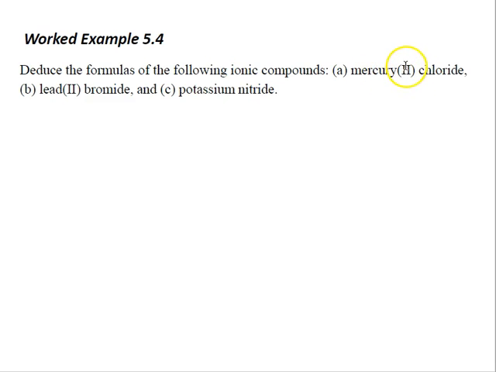So we know that because this is a Roman numeral 2, mercury is one that's multivalent, but it already tells us here that this is +2 mercury. Same thing with lead(II) bromide. Lead can be multivalent as well. This 2 says that lead is +2 in this case. So we can actually write this charge and then figure out how many anions we'd need. And then potassium nitride, we don't need a Roman numeral because it has just one charge. It's +1. It's in the first column.